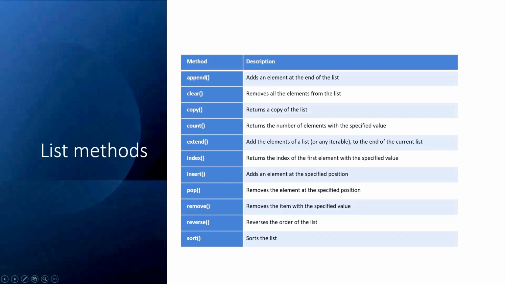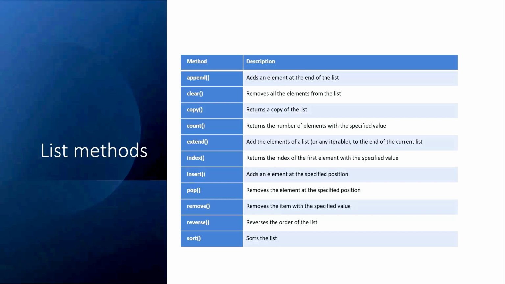So we'll see this list of built-in methods provided by Python. So you can see, first one is append. So you can add an element to the end of the list. Second is clear. So it removes all the elements from the list. Third is copy. Returns you a copy of the list. Fourth is count. Returns the number of elements with the specified value. Fifth is extend. So it adds the elements of a list to the end of the current list.